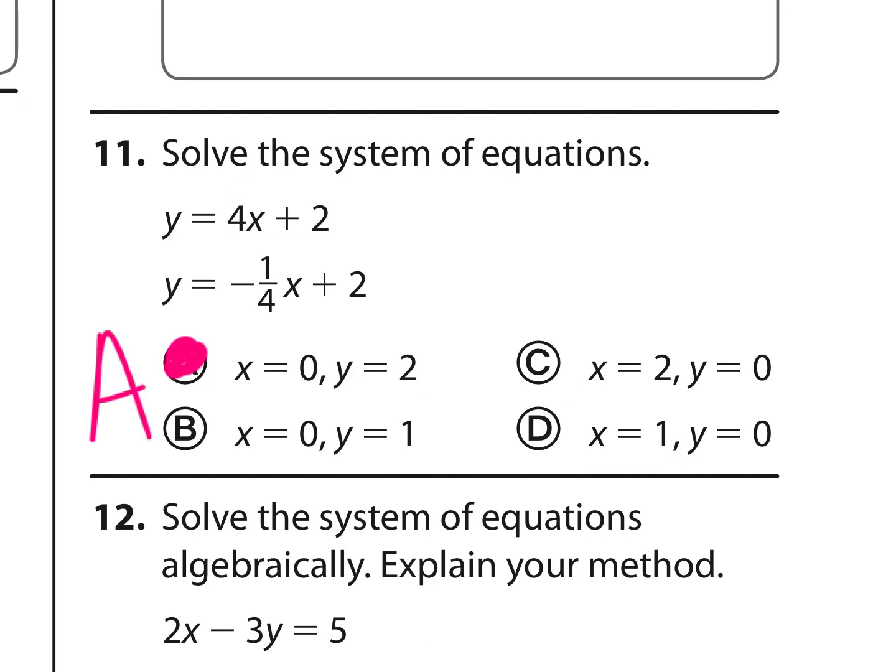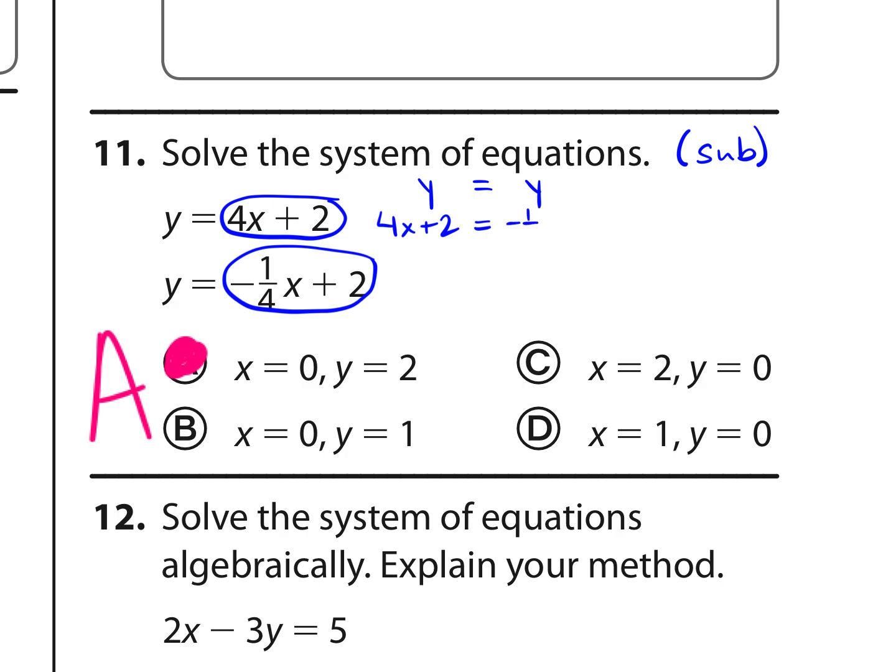Number 11, we're going to solve. These are both set up in y equals, so we're going to use substitution. We know that this is true, that y is equal to y. Well, y from our first equation is equal to 4x plus 2, and y from our second equation is equal to negative 1/4 x plus 2. So I'm just going to go through and solve.